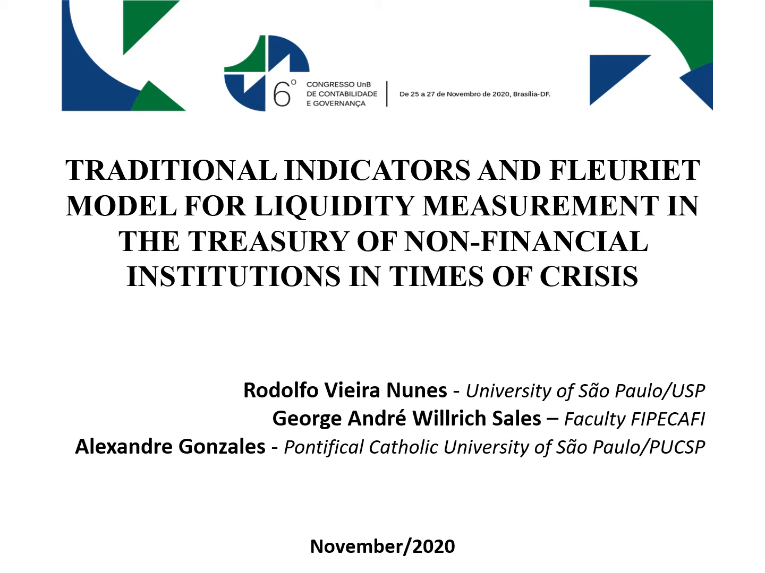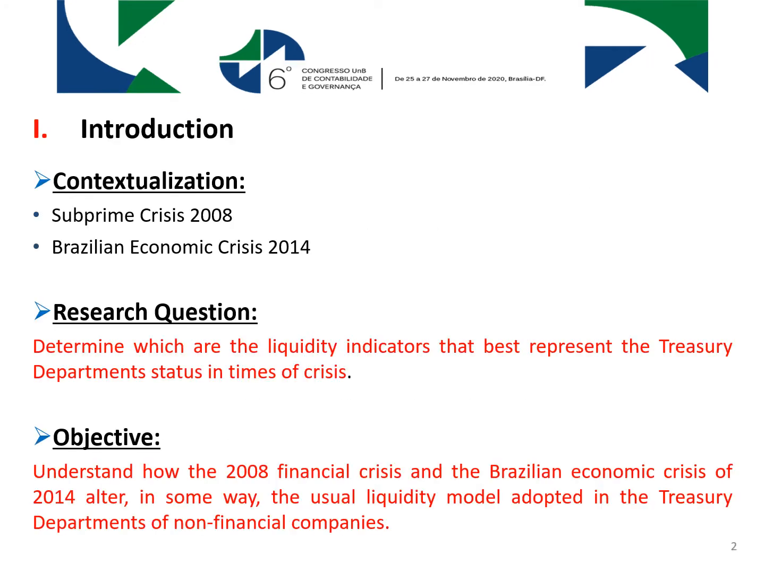The title of this paper is Traditional Indicators and Fleuriet Model for Liquidity Measured in the Treasury of Non-Financial Institutions in Times of Crisis. I'm Rodolfo Vieira Nunes, presenting this paper. The co-authors are Jorge André White Salles and Alexandre Gonçalves. The introduction about this paper.